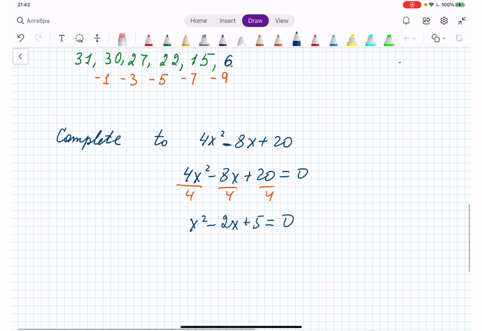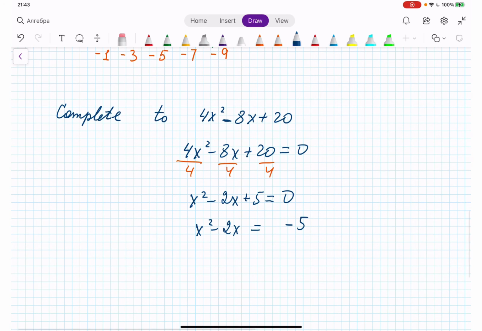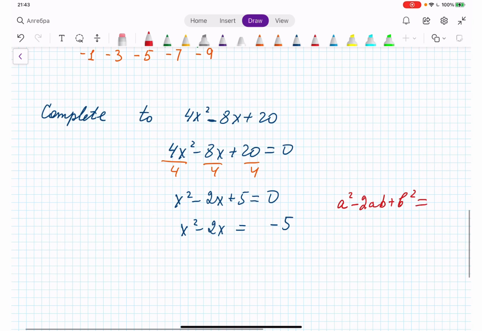Next, since this is not a perfect square, I'm going to move 5 to the other side of the equation. x squared minus 2x is equal to negative 5. All right. So now I need to complete that square. If I write down the formula of a perfect square, a squared minus 2ab plus b squared, right? And that is equal to (a minus b) squared.